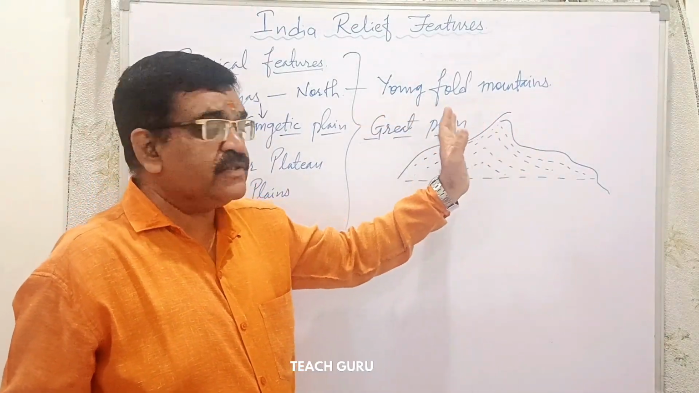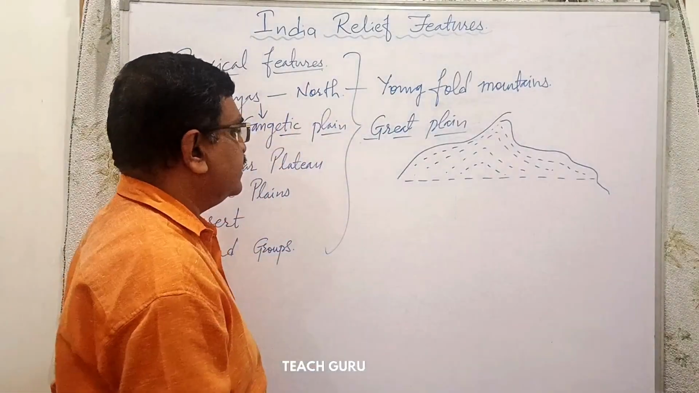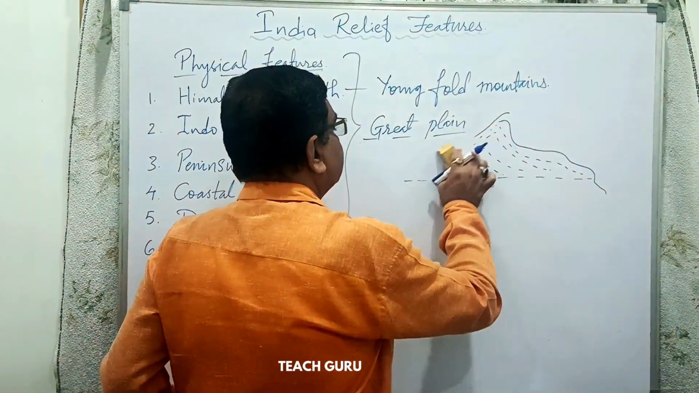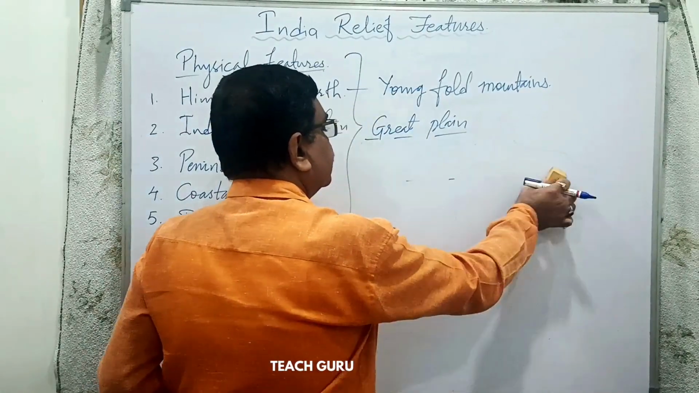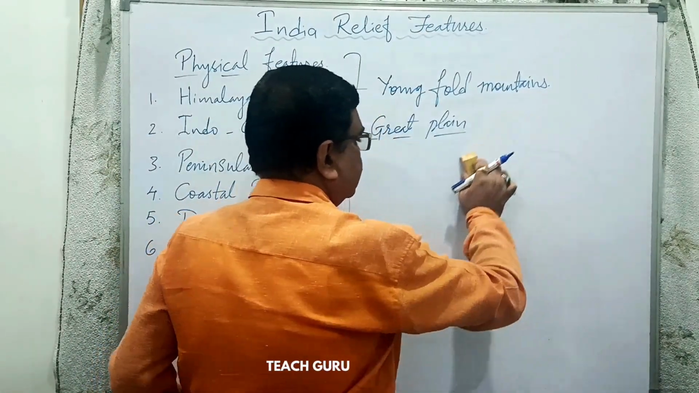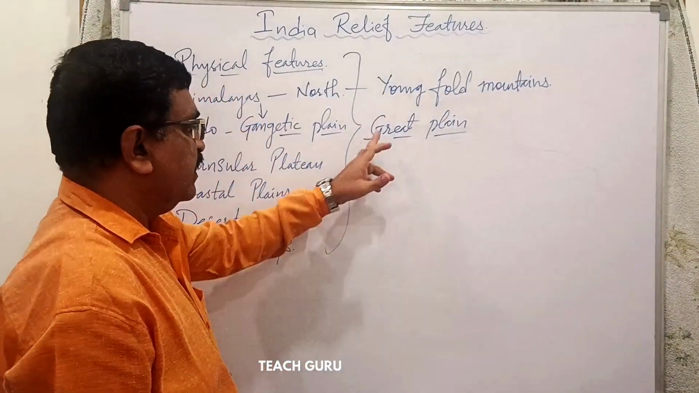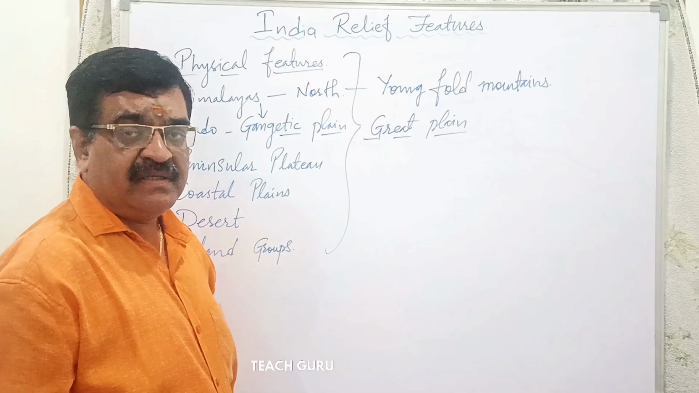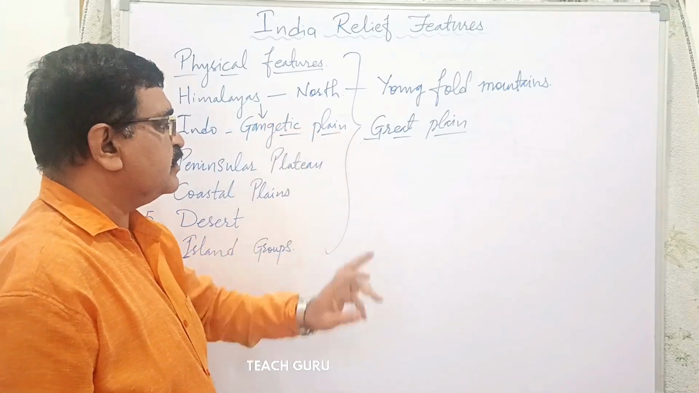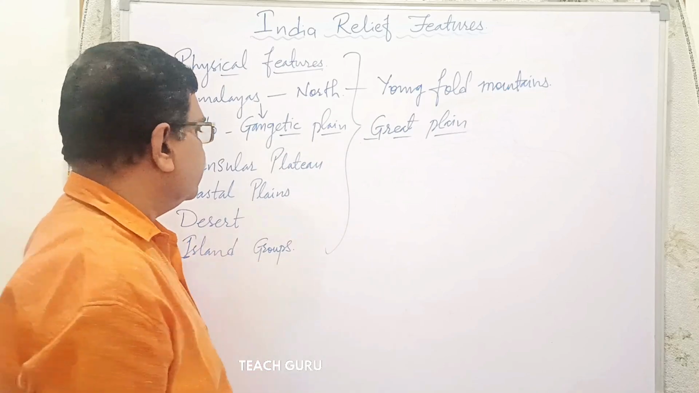This plain is very fertile and responsible for most of the agricultural production, and that's why it is called the Great Plain. It is the place where the Aryans established their 16 great kingdoms, called the Shodasa Mahajanpadas. In this Indo-Gangetic plain only, the Aryans established their 16 great kingdoms, and that particular plain is also known as Shodasa Mahajanpadas, meaning 16 great kingdoms.